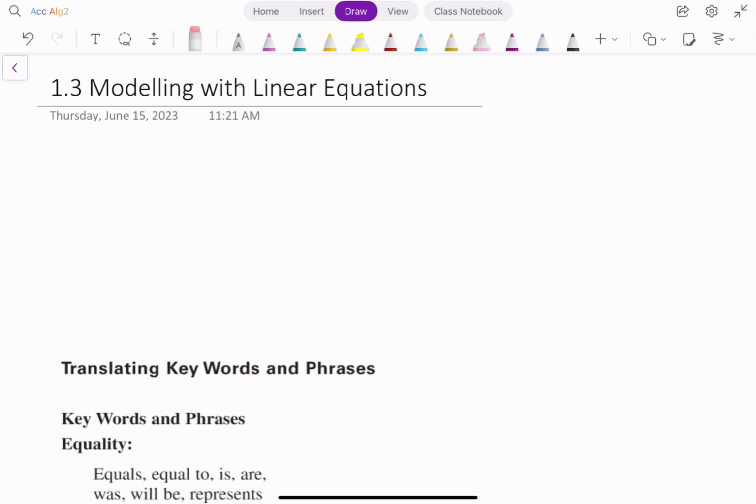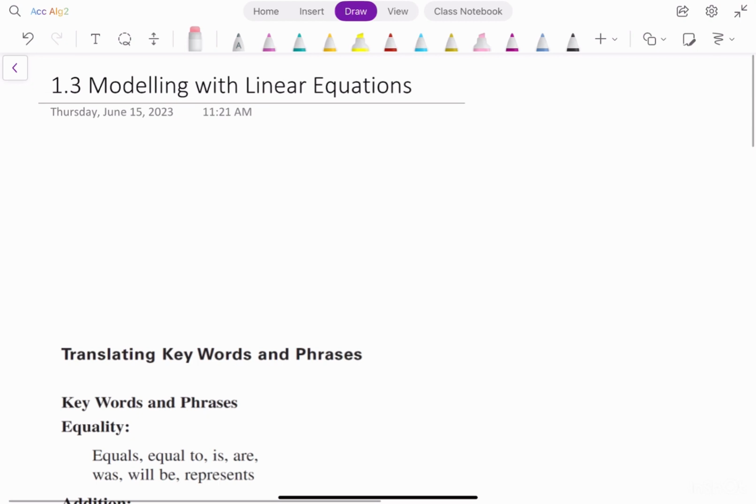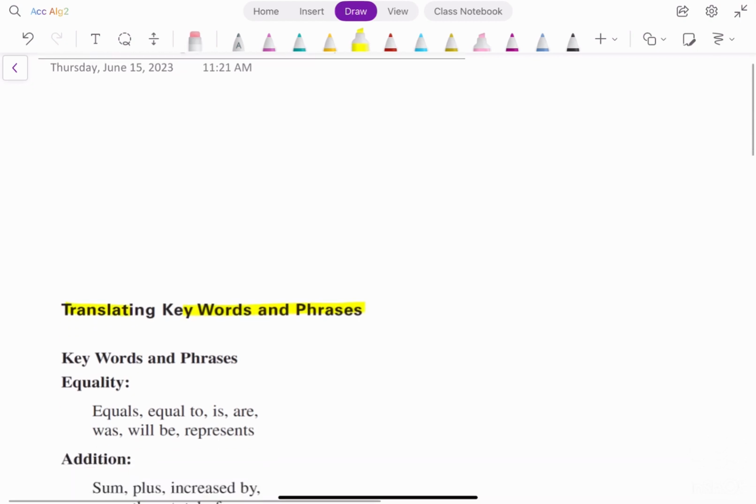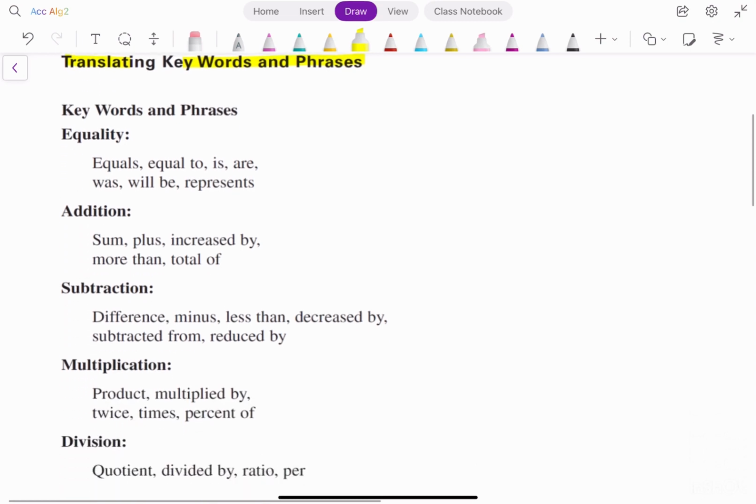Previously we have talked about linear equations in one variable. We talked about the intercepts and how to solve the equations. But there are certain keywords and phrases that will be helpful for word problems, because we will be solving many word problems in this chapter.